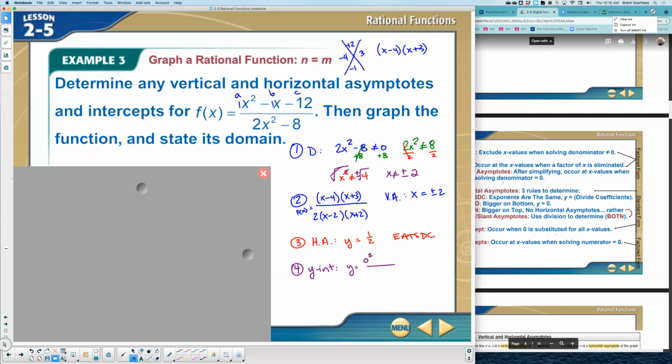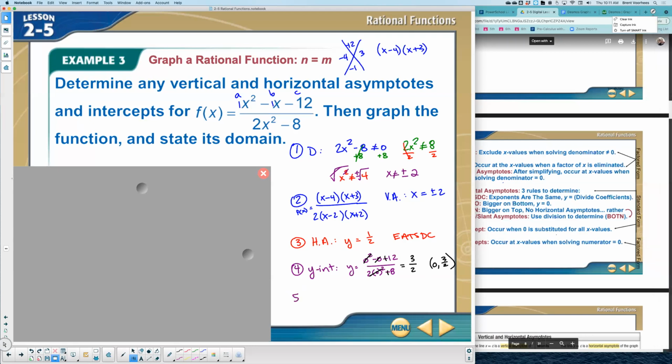So it'd be 0 squared minus 0 minus 12 over 2 times 0 squared minus 8. All of that cancels. Negative 12 divided by negative 8. The negatives cancel. What number goes into both 12 and 8? 4. So 4 goes into 12 3 times, and 4 goes into 8 twice. You could also say this is going to be 3/2. That'll be the coordinate point for the y-intercept.